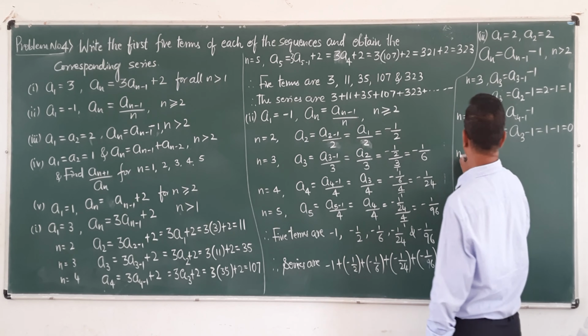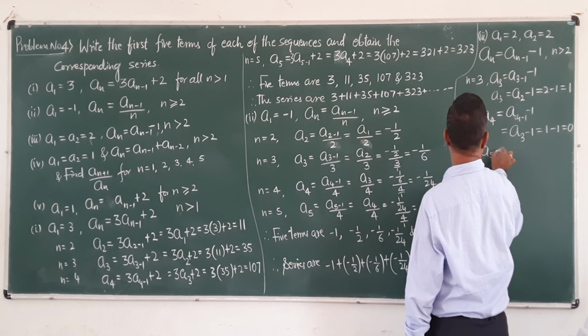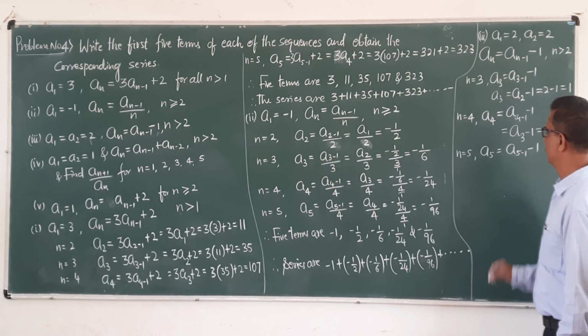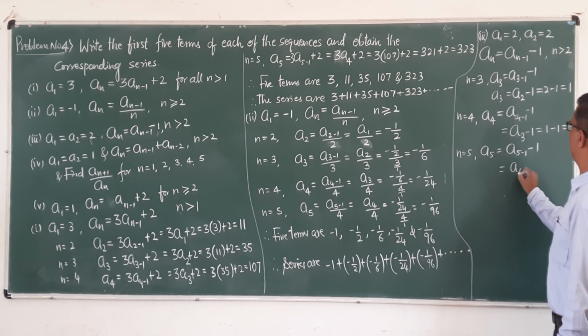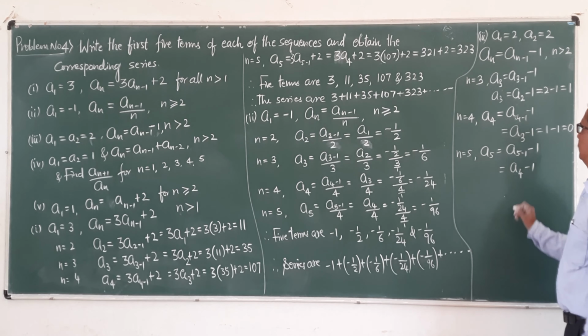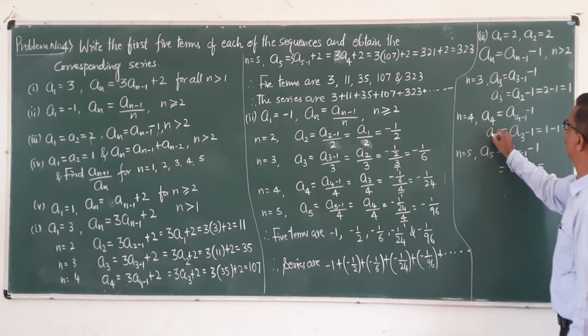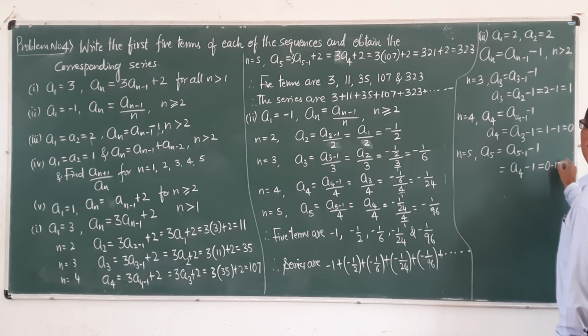Okay. Then take n is equal to 5. A5 is equal to A 5 minus 1 minus 1. That is A 5 minus 1 is 4, minus 1. So that is equal to, but A4 value, what is A4 value? A4 value is 0 minus 1. That is minus 1. Right?